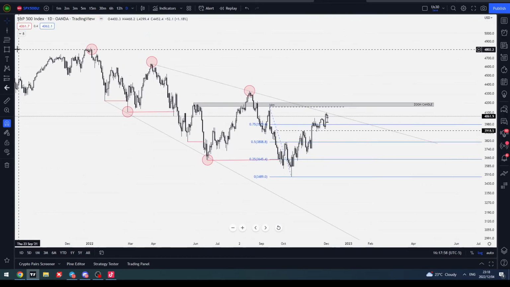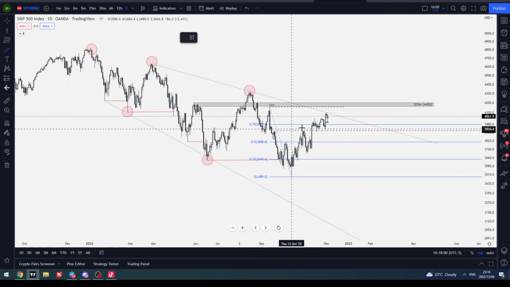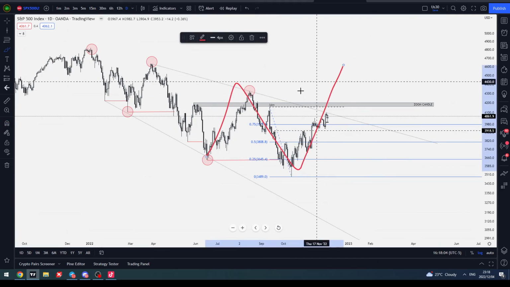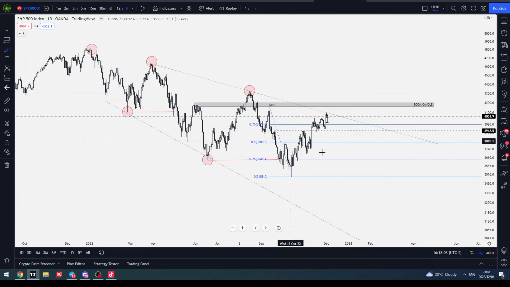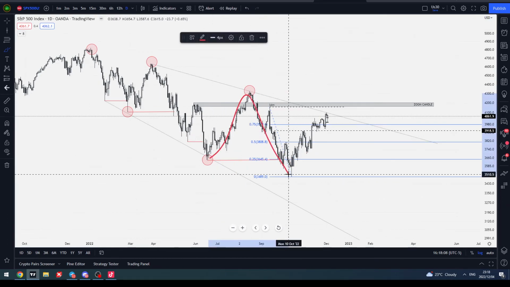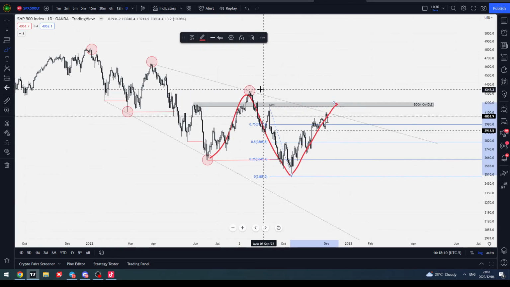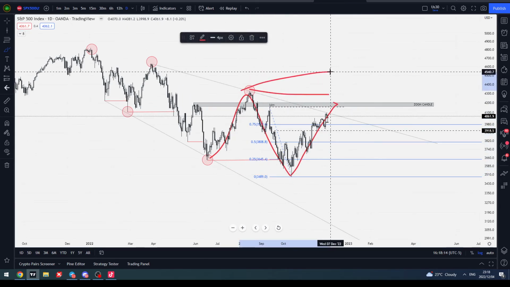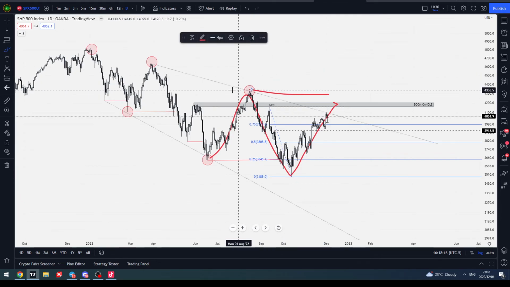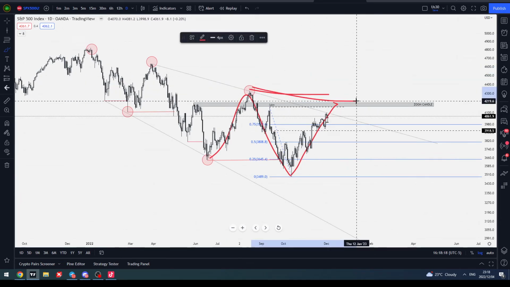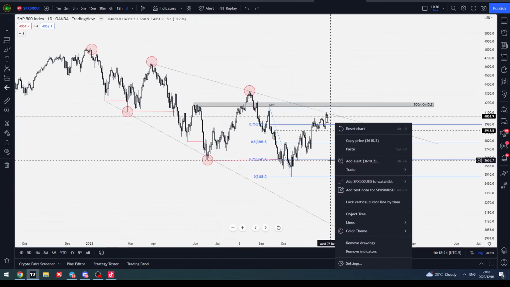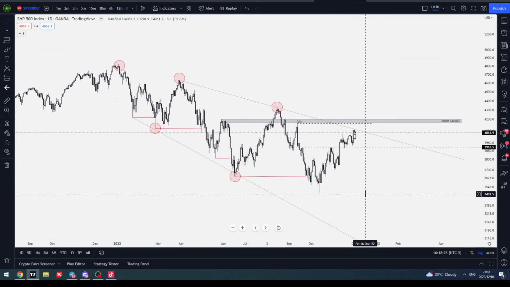Now you should start to see some sort of SMT divergence in terms of US 30 being an expanded flat, but S&P being like a regular flat correction, right? So US 30 going higher, S&P making lower, so that's your SMT divergence there. And that is it.